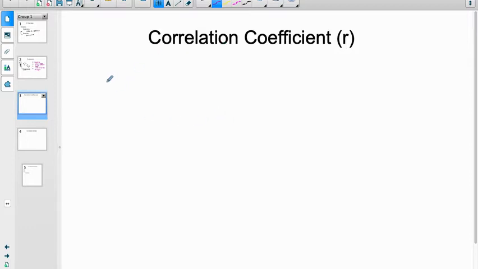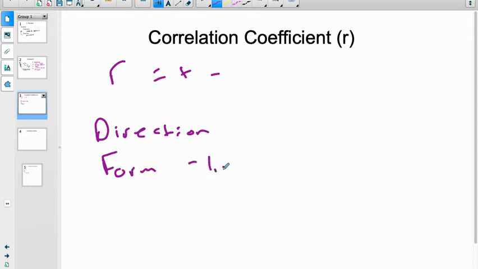So this correlation coefficient R tells us a couple things. It tells us the direction. So R can either be positive or negative depending on the slope. It tells us the form. If we're using R, it's going to be linear. So if we're using the correlation coefficient R, our form is going to be linear. And then it also tells us the strength.